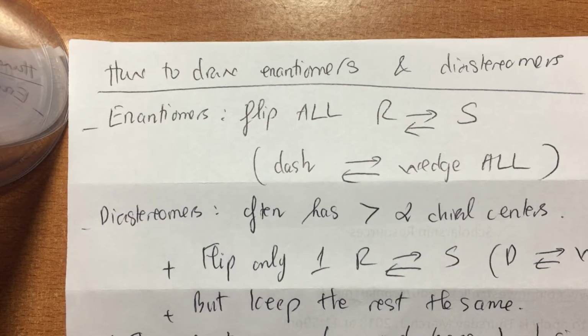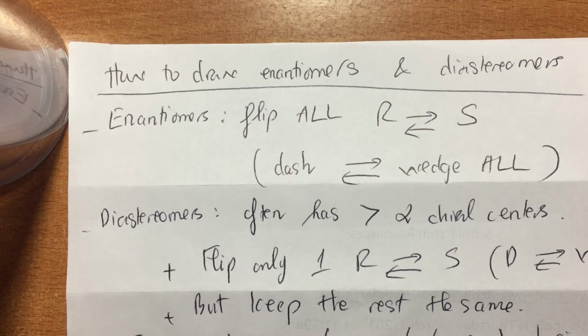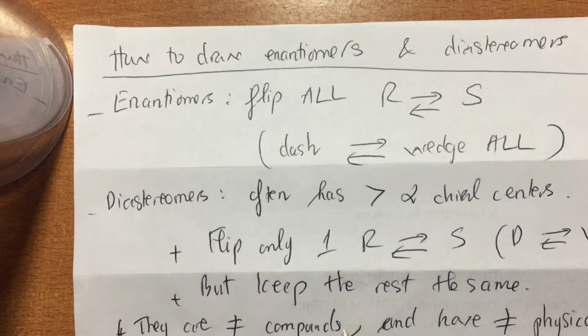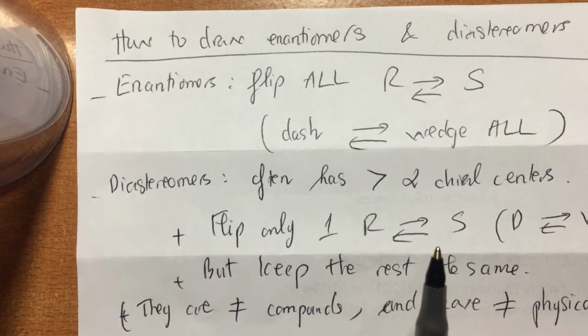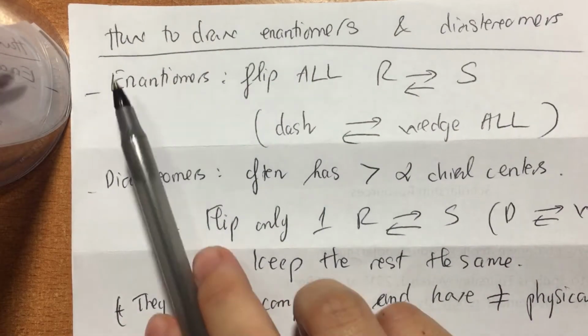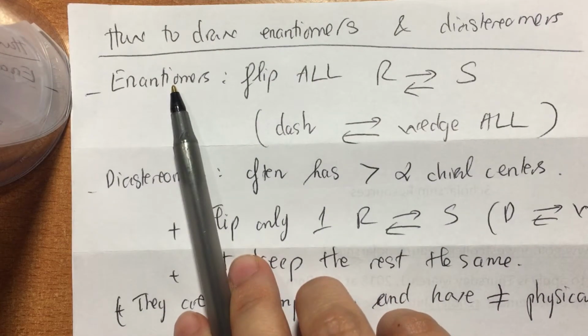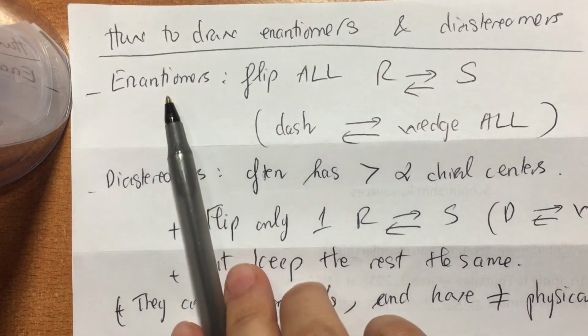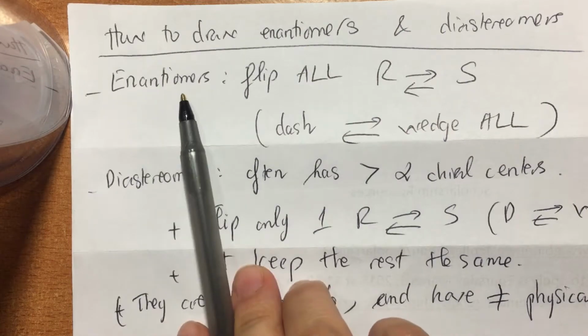Today we talk about how to draw enantiomers and diastereomers. These are a little bit confusing concepts in organic chemistry, so I do want to go through it again and help you guys to understand it better. So enantiomers are non-superimposable mirror images. They are different from each other, different from their mirror images. That's why we call them enantiomers.